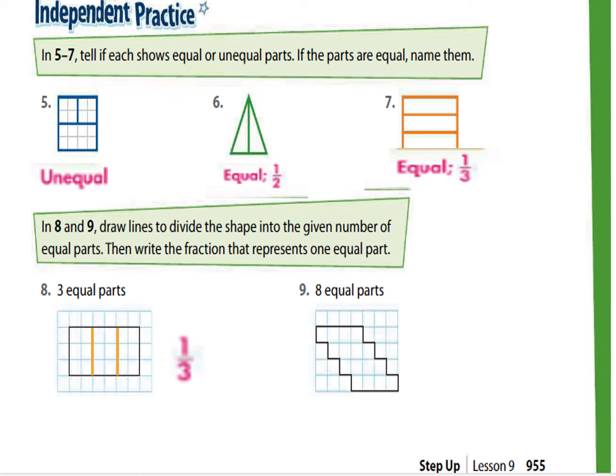So we should have 2 squares in each part. Divide the shape in any way, but you should have 2 squares in each part. Now we have 8 parts. Can you say the unit fraction or the fraction that represents one part? Amazing! 1 over 8 parts.